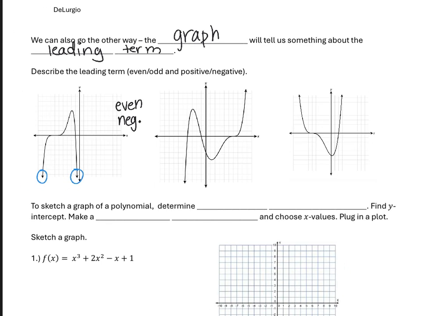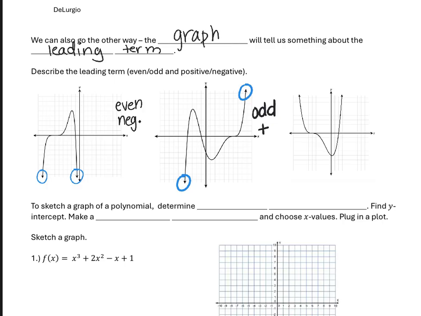For the second one, look at your end behavior. They are going in opposite directions, meaning, is this even or odd? Odd. It's odd. Okay, and it is rising from left to right, meaning it is positive. So it is a positive coefficient.